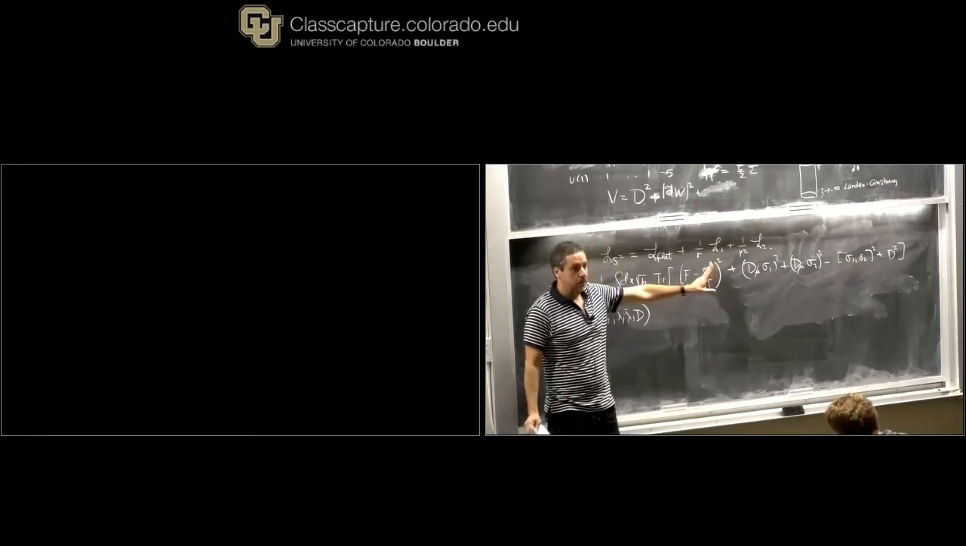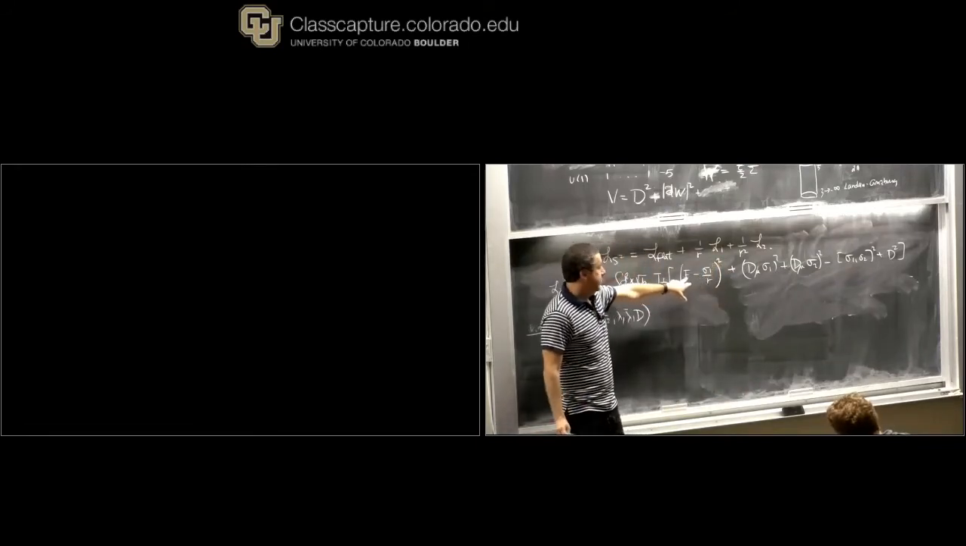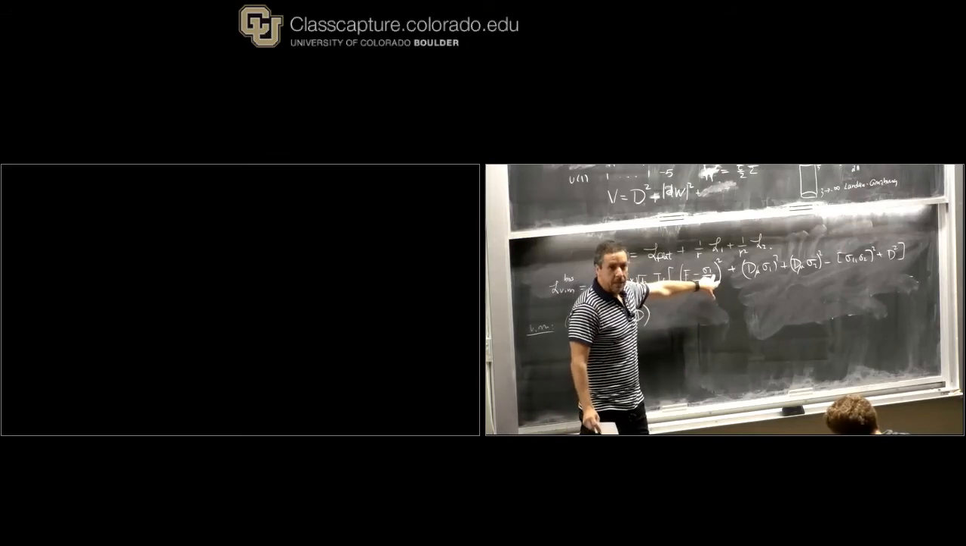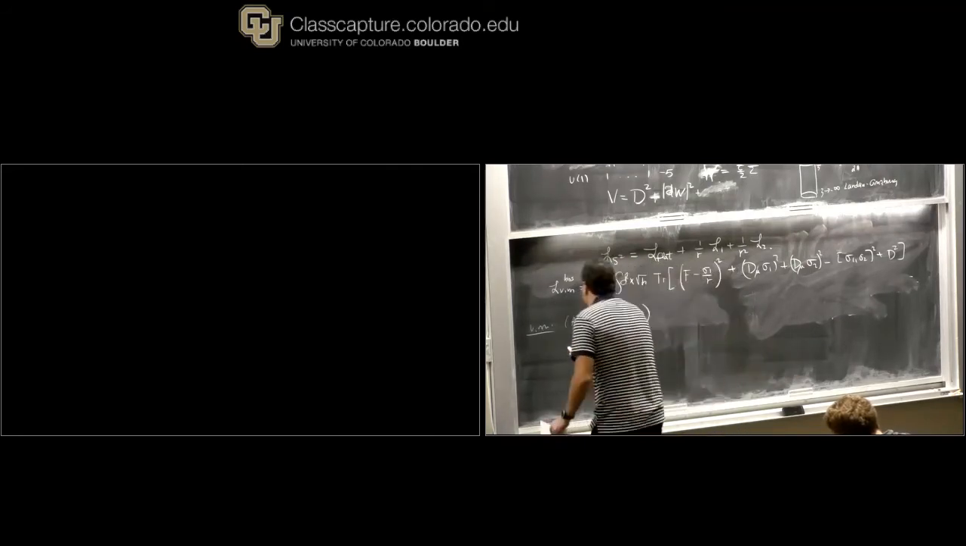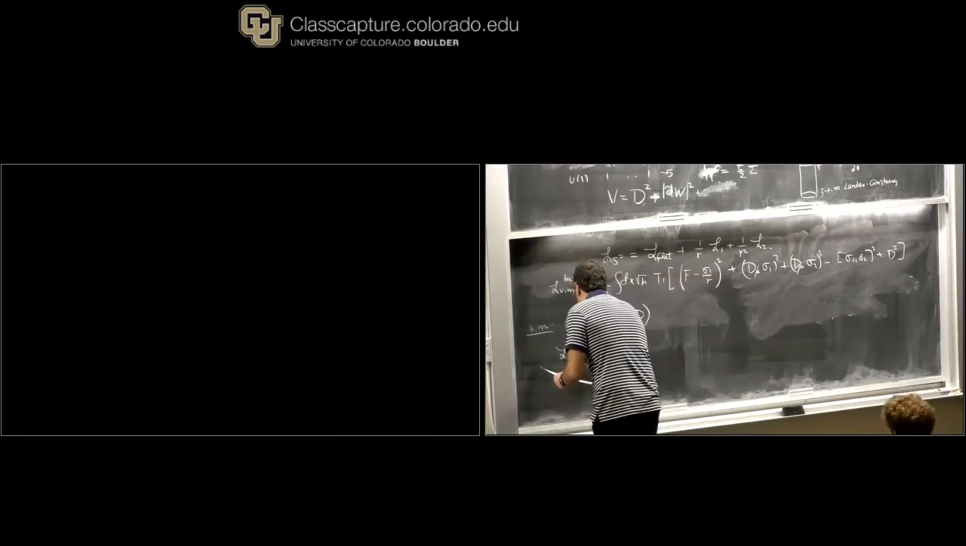two new terms that you have to add. One that goes like 1 over r, which is of the type F times sigma, and a mass term, if you wish, for sigma 1. Okay? You can do exactly the same exercise for the chiral multiplet.